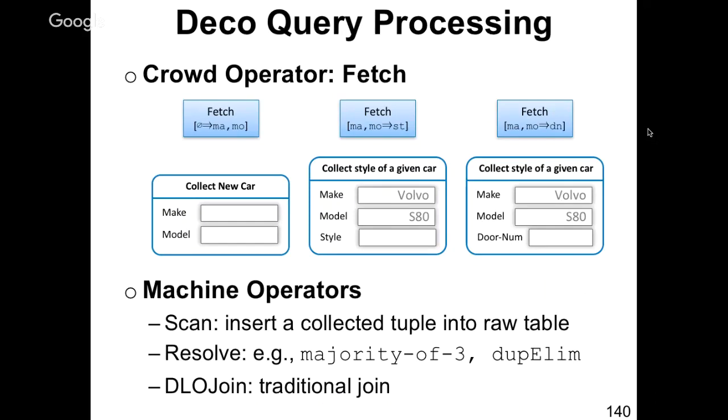Okay, to support the fetching semantics, DECO has introduced the fetch operator, and that operator can be very naturally translated to this kind of interface. That is fetching a new car, filling the missing style information of the car, and filling the missing door number information of a given car. And it also introduced some machine operators like scan, just like inserting a newly collected tuple into the raw table, and resolve, majority voting or deduplicate eliminations. And the traditional join that could join the raw schemas together and generate the concept relations.